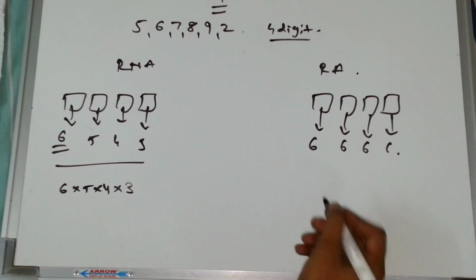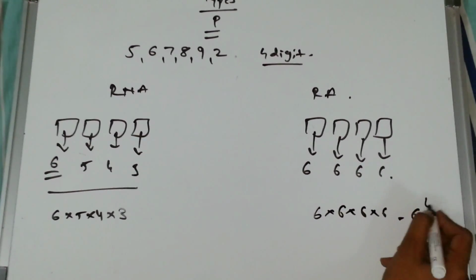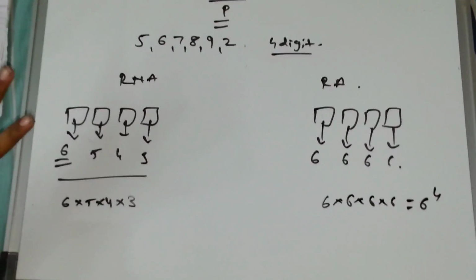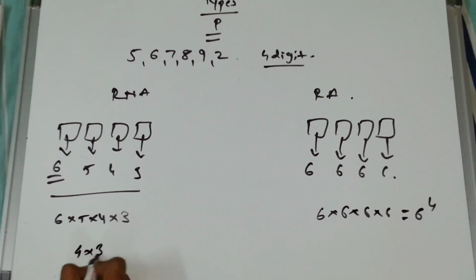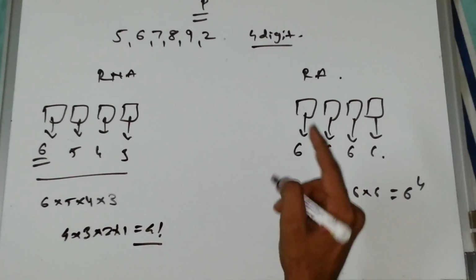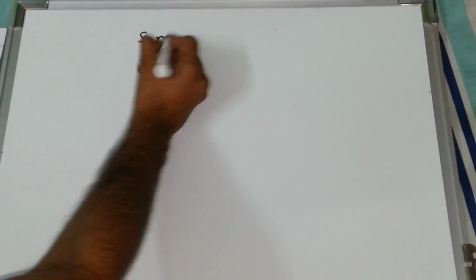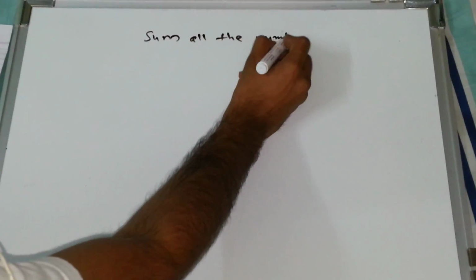And when repetition is allowed, it will be 6 into 6 into 6 into 6, that is 6 raised to 4. Now coming down to basic concept, if there were 4 digits given to us and we had to make 4 digit numbers, it would have been 4 into 3 into 2 into 1, that is nothing but 4 factorial. Similarly, when repetition is allowed, it would be 4 raised to 4.